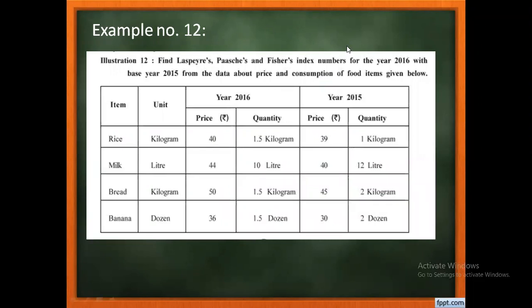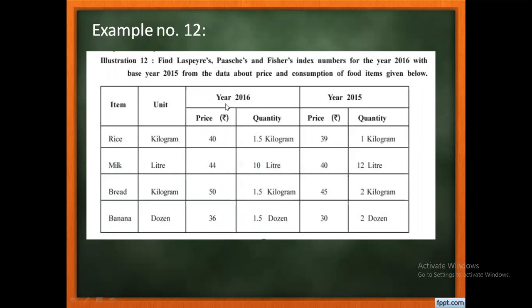Example number 12. Find Laspeyres', Paasche's and Fisher's index number for the year 2016 with the base year 2015, from the data about the price and consumption of the food items given below. Try to understand here. Price means P, you can say, and quantity or consumption is Q. So 2015 is your base year. So this is nothing but P0. Price of 2015 is P0 and quantity of 2015 is Q0.